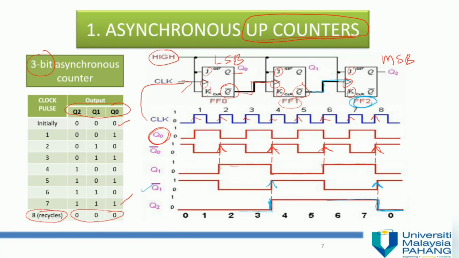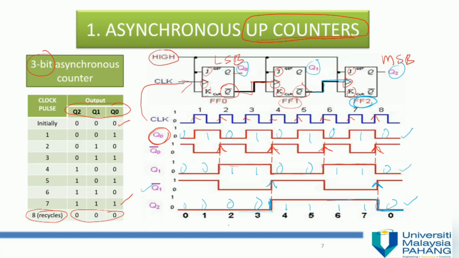And then we check the output of this counter coming from Q0, Q1 and Q2. So we check the output from the waveforms of Q0, Q1 and Q2 here. The counting sequence is 0 0 0, 0 0 1, 0 1 0, 0 1 1, 1 0 0, 1 0 1, 1 1 0, 1 1 1. And then the counting sequence recycles back to 0.